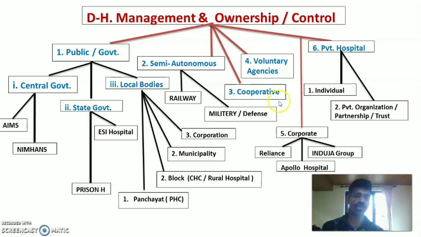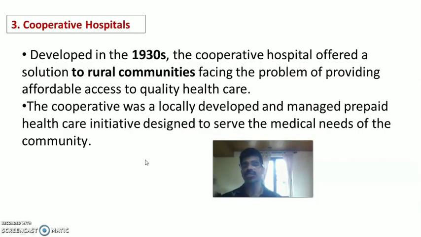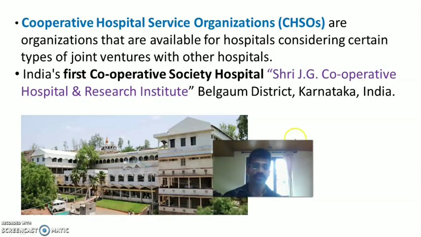And cooperative, we already said, that is under cooperative society it comes. It is not public or private. Actually this hospital was developed in the 1930s, cooperative hospital. They offer a solution for the problem of rural communities. Okay, and they provide affordable access to quality healthcare services, and that is a locally developed and managed prepaid healthcare service.